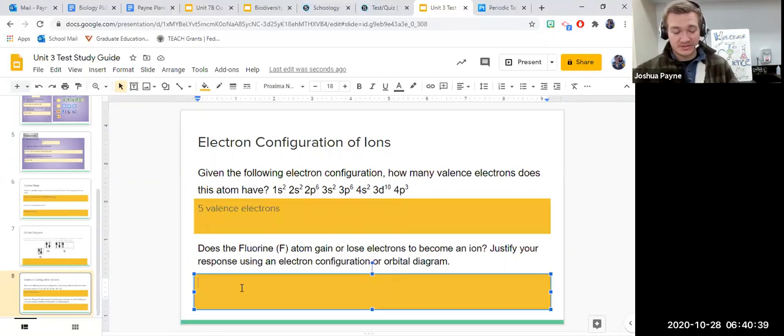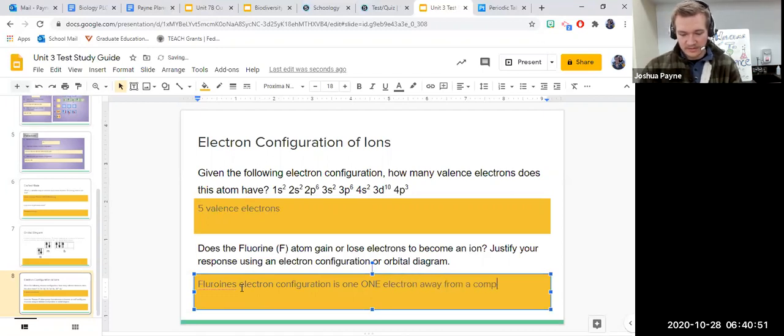Because fluorine's electron configuration is only 1 electron away from a complete shell. That's something we talked about a while ago, right? Fluorine is just 1 away. It has 7 valence electrons. If it had 1 more, it would be a complete shell of 8. So it's only 1 electron away.